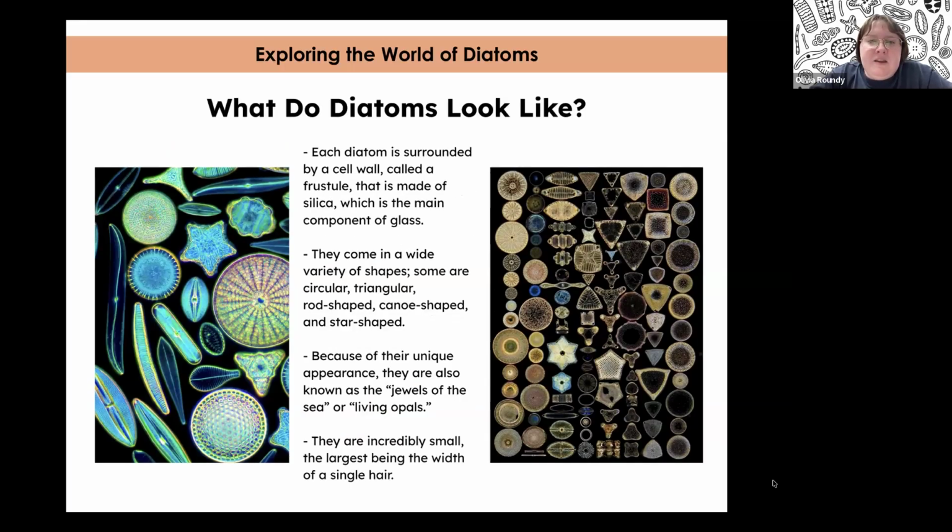Next slide. So what do diatoms look like? They share similarities between themselves, but also come in a variety of shapes, as you can see in the photos. Each diatom is surrounded by a cell wall, which is called a frustule, that is made of silica, which is the main component of glass. And this is why they are also known as the jewels of the sea or living opals. They're incredibly small, the largest being about the width of a single hair.